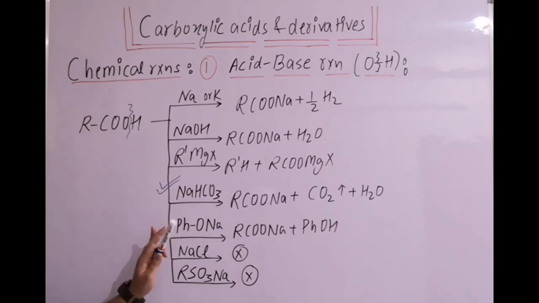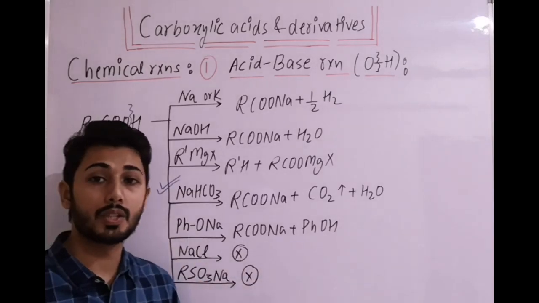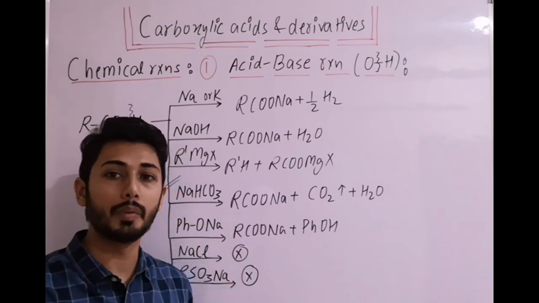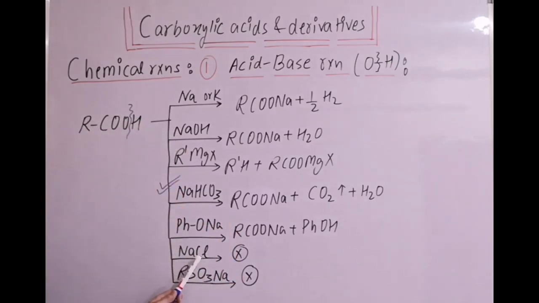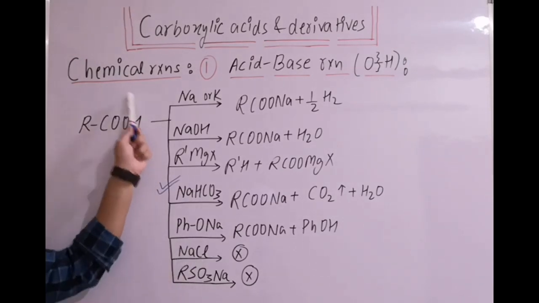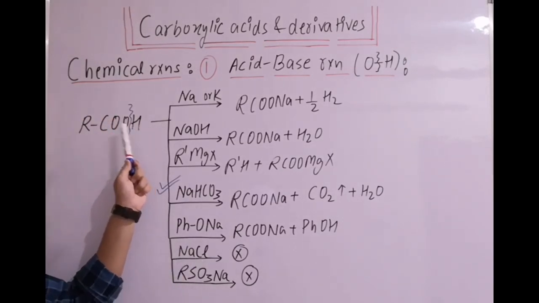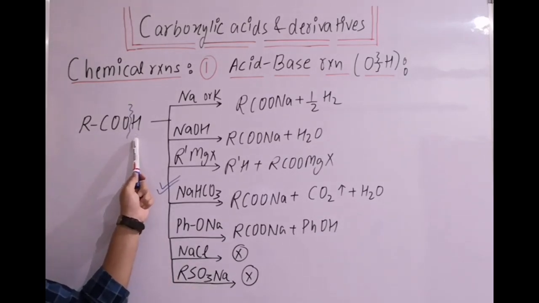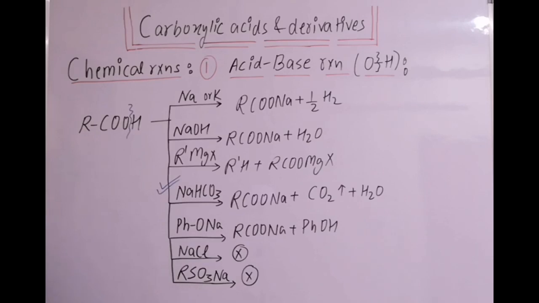If it forms RCO minus plus HCl... remember, a stronger acid will not displace a weaker acid from its salt. Here it is already a salt of a stronger acid, that's why the weaker acid, that means carboxylic acid, will not displace the stronger acid from its salt. Next one is similar to NaCl, this is already a salt of a stronger acid, that means from RSO3H. Therefore, a weaker acid will not displace a stronger acid from its salt. This reaction is not feasible.